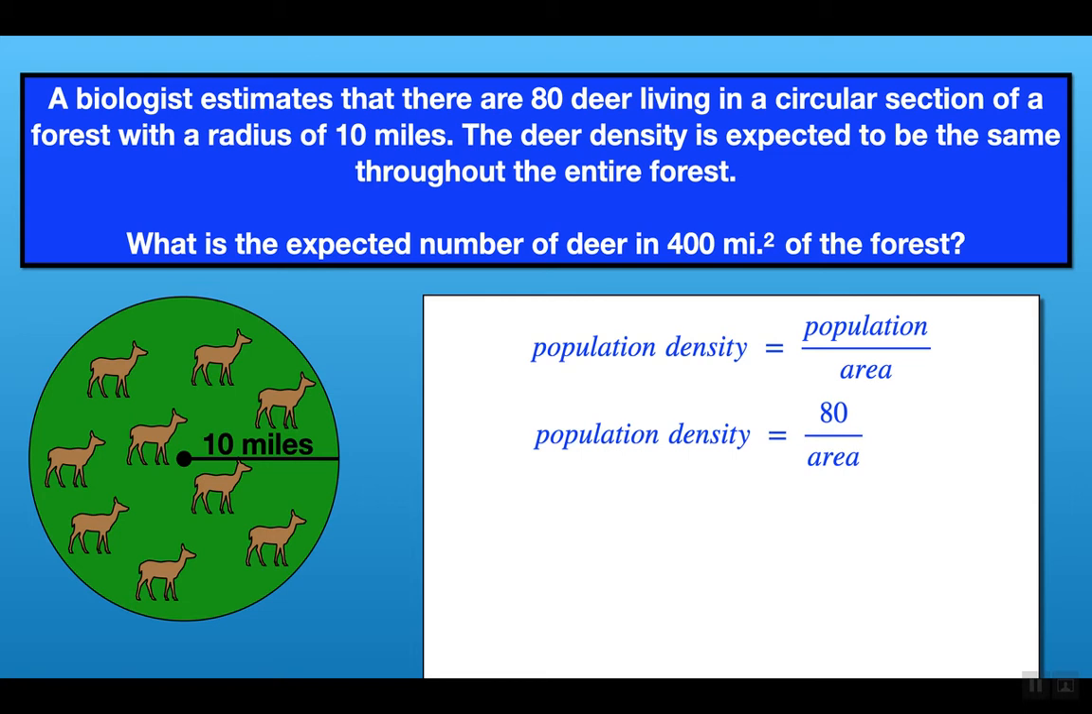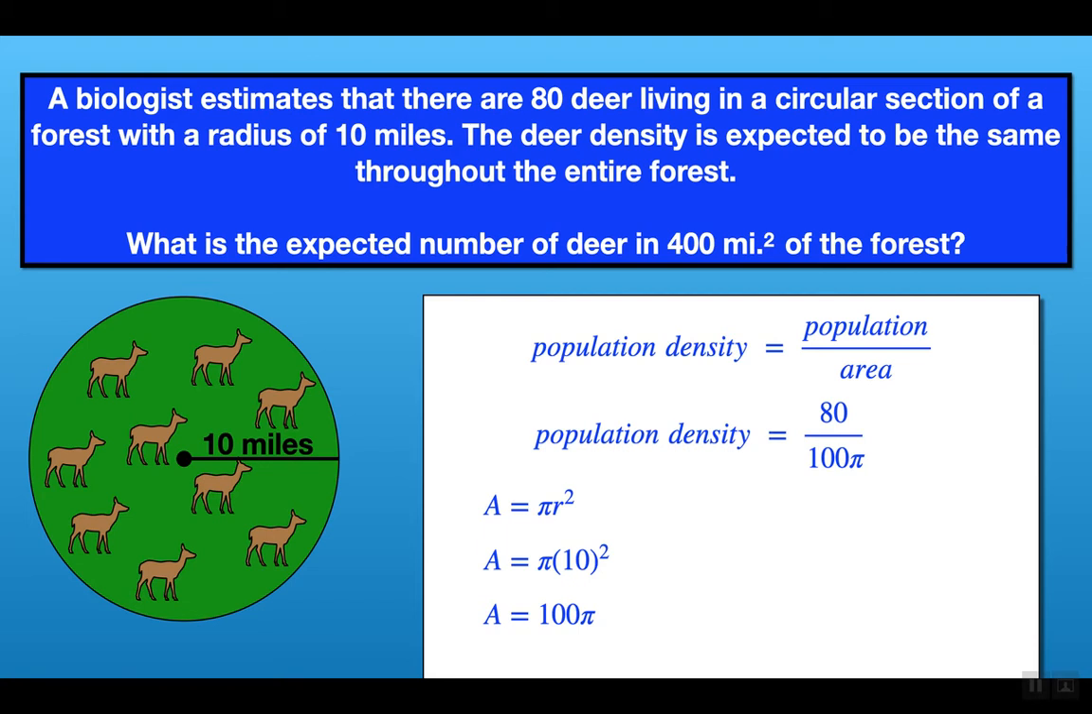The area of a circle can be found with the formula area equals pi times radius squared. Since the radius is 10, let's substitute that number into the formula. So we have 10 to the second power times pi. Let's multiply 10 to the second power. That's going to give us 100 pi. Now let's hold off for a moment before we multiply times pi. Let's just leave our answer in terms of pi for now. So the area of the circular section of the forest is 100 pi. Let's substitute that into our formula.